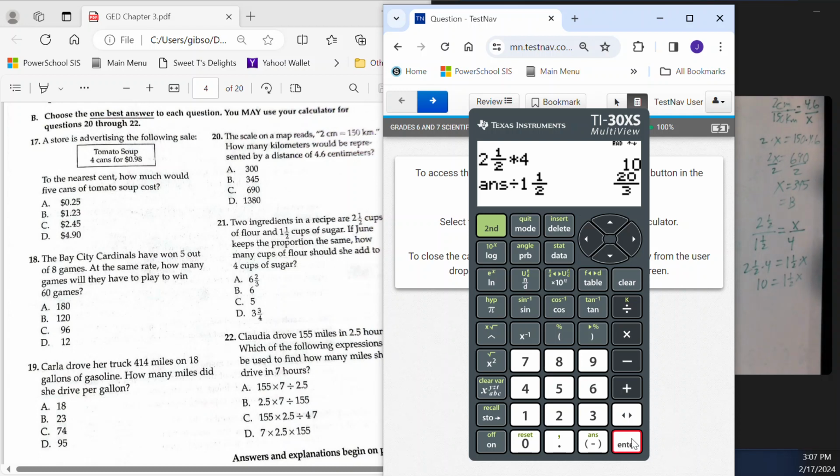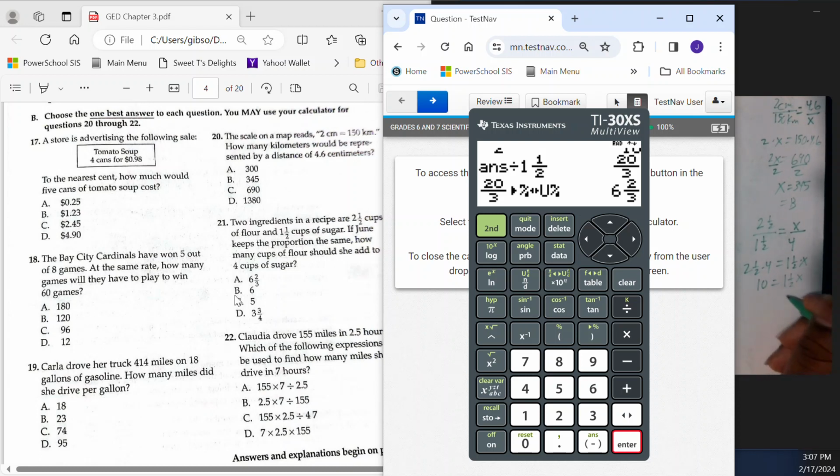Now, if you notice, our answer is either whole numbers or mixed numbers. So we have to make this a mixed number. So we'll press second x10 to the n, press enter. So it's 6 2/3, which is A. So 6 2/3 is equal to x, and that would be A.